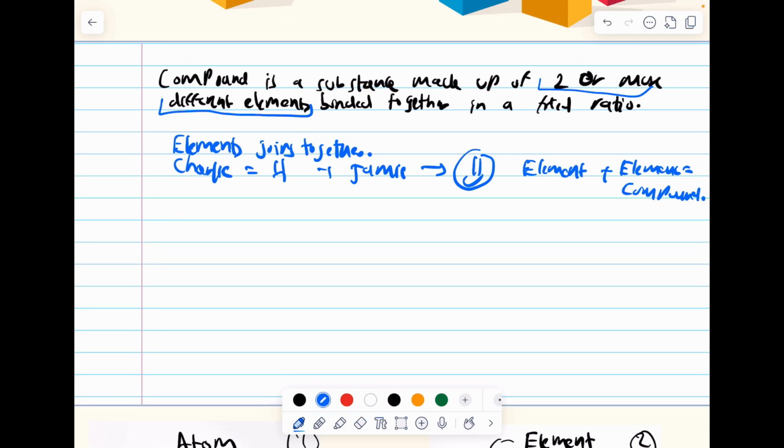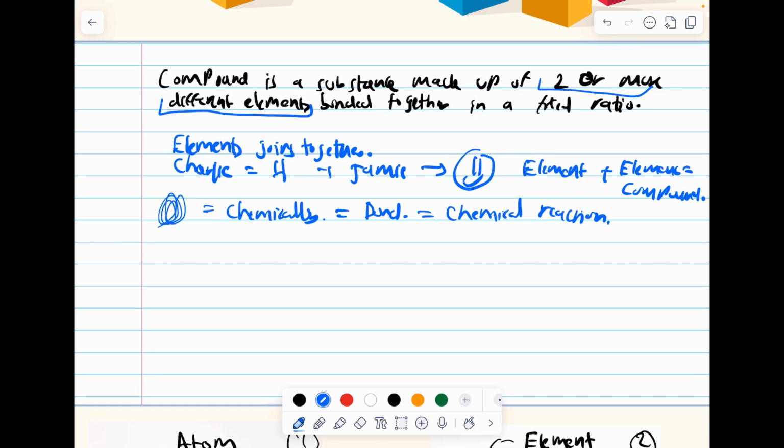But this happens chemically. It's not just mixed together. It's not just a random process. It happens chemically. So there's a bond between them. It's a strong bond, and this is a chemical reaction. So yeah, that's literally all it is.